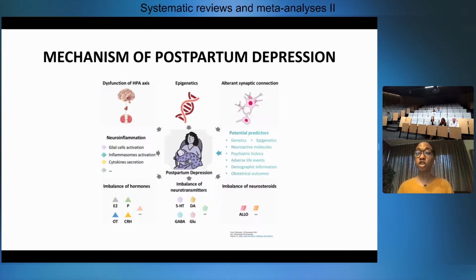We start with dysfunction of the hypothalamic pituitary adrenal axis. We have neuroinflammation, imbalance of hormones, imbalance of neurotransmitters, imbalance of neurosteroids as well, altered synaptic connections, and epigenetics, which is the alteration of the genes based on human and environmental factors.